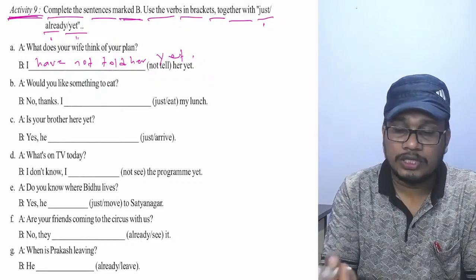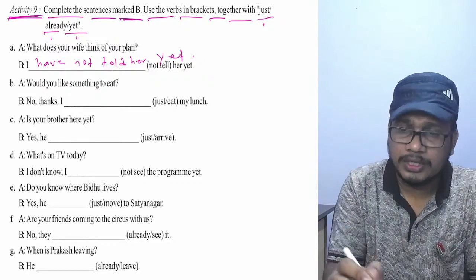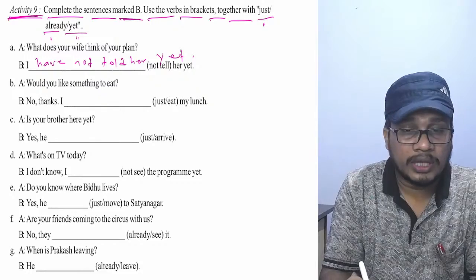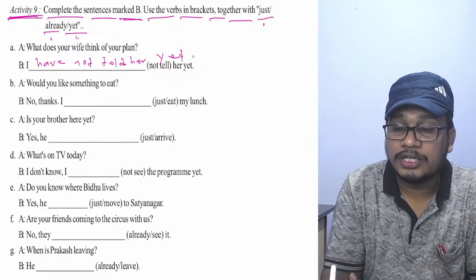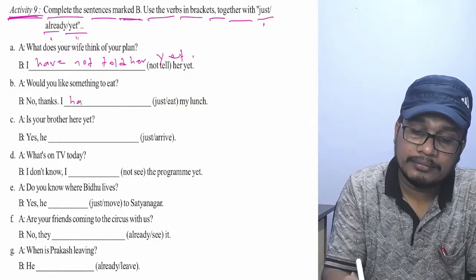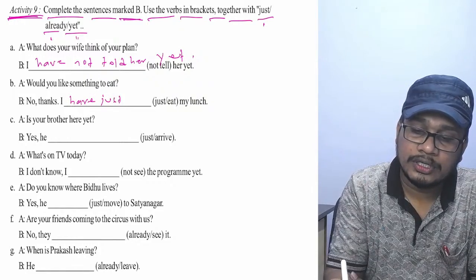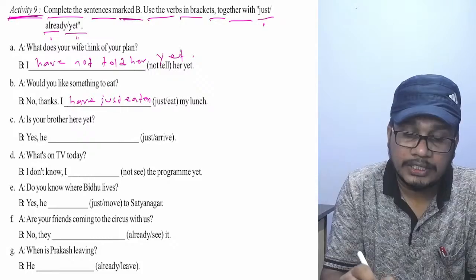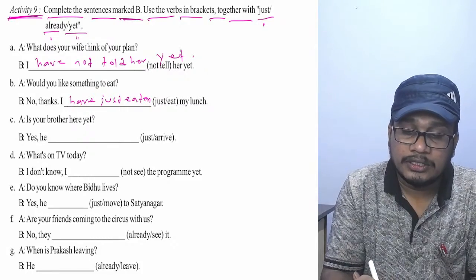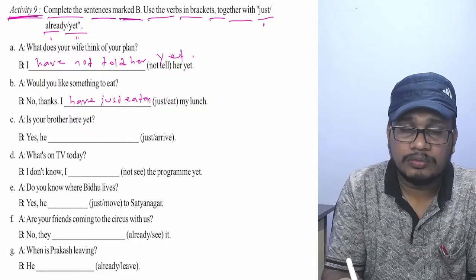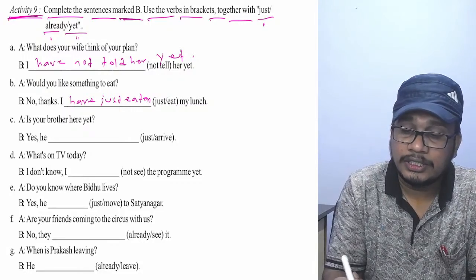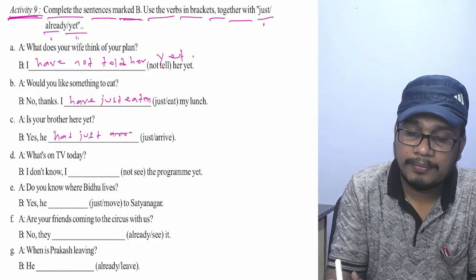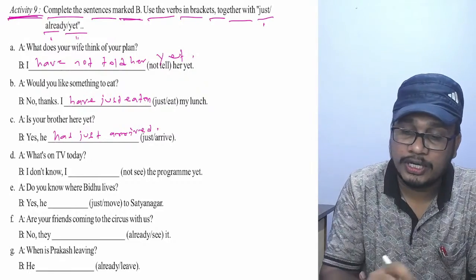Wherever we use yet, we use the verb given in brackets with has or have plus V3. Then, would you like something to eat? No thanks, I have just eaten my lunch. Next, the C question: A is asking, is your brother here yet? Is your brother present here? Yes, he has just arrived.